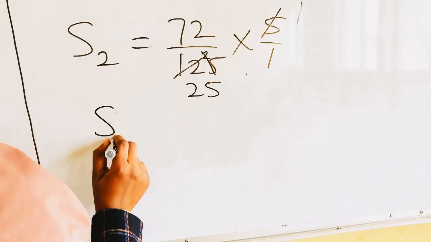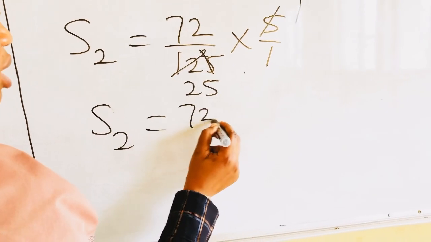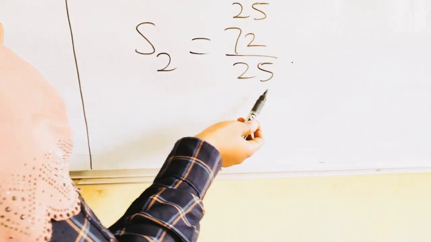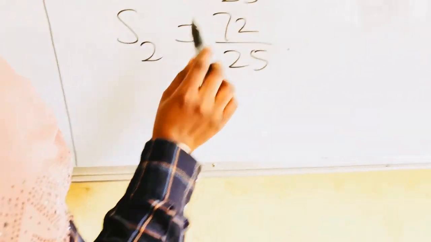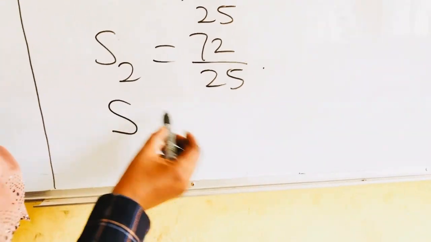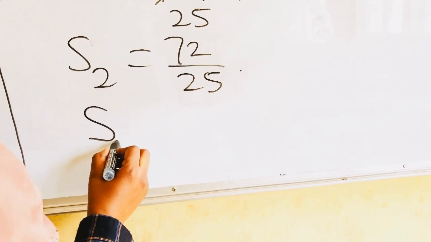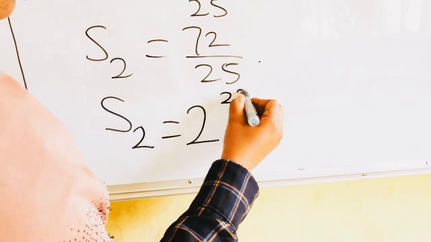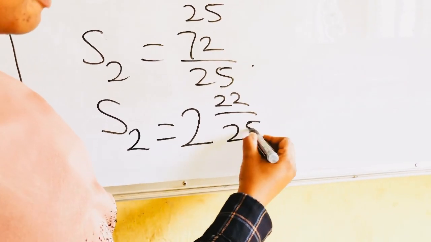So the answer is equal to 72 divided by 25. So how many 25 can we get in 72? That is 2. So the sum of the first two terms of this GP will now be equal to 2 whole number 22 over 25.